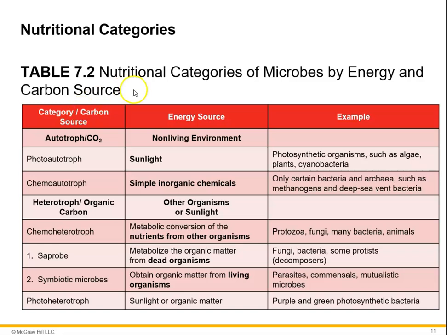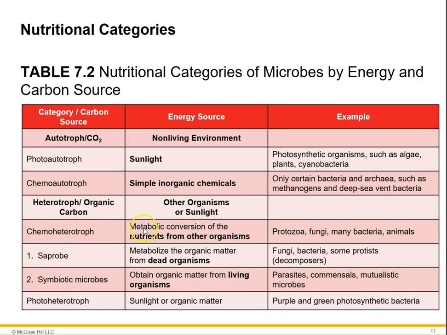All right, so this chart is just showing nutritional categories of microbes, and it's showing by energy and carbon source, okay? So here we have autotrophs, and then here onwards we have heterotrophs. So we've got two types of autotrophs. You have the photoautotroph. This energy source is going to be sunlight. And you have the chemoautotroph. The energy source is going to be simple inorganic chemicals. Don't worry too much about chemoautotrophs. I want you to focus more on photoautotrophs and then the differences in the heterotrophs, okay?